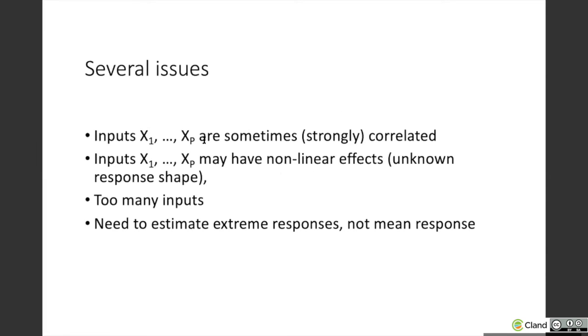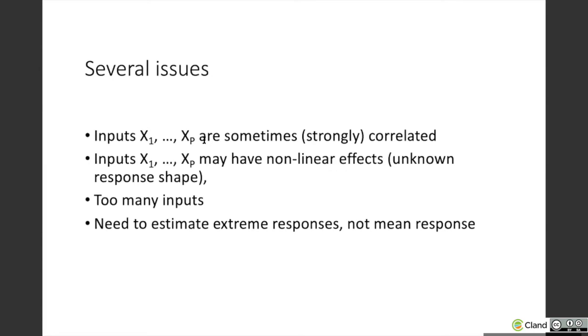So linear models are very powerful tools, and they are very widely used and very frequently used in many research projects. But there are several issues, and today I will show how to deal with each of these issues. The first issue is when the inputs x1, x2, xp are correlated. It's not small correlation I am speaking about here. It's a very strong correlation, like correlation of 0.8 or 0.9.